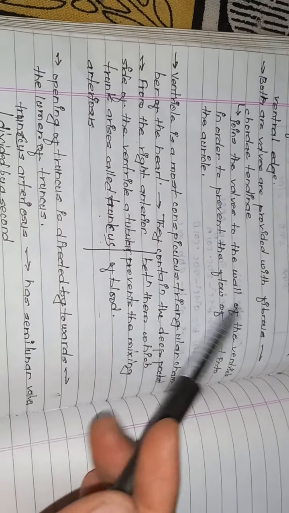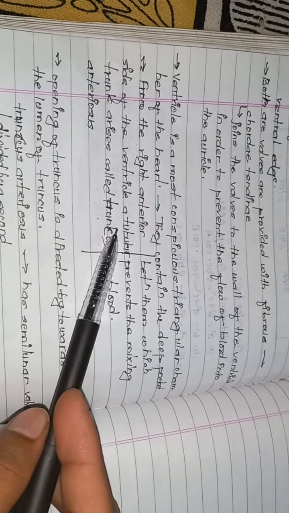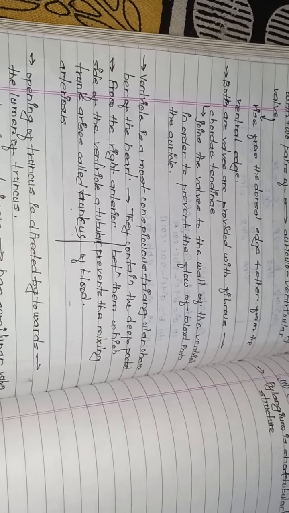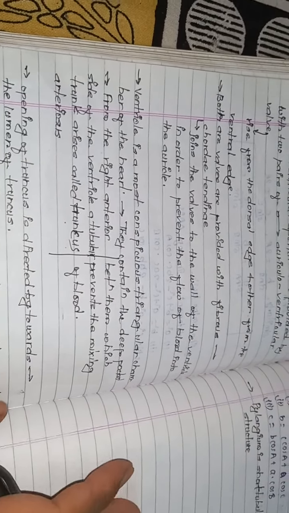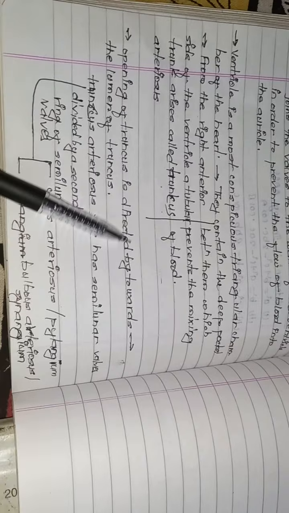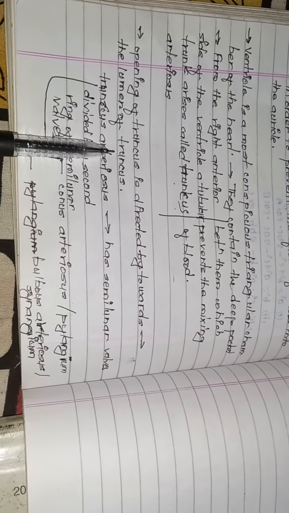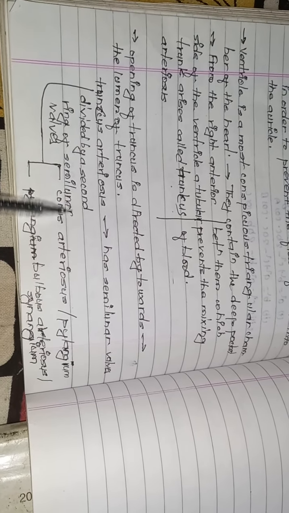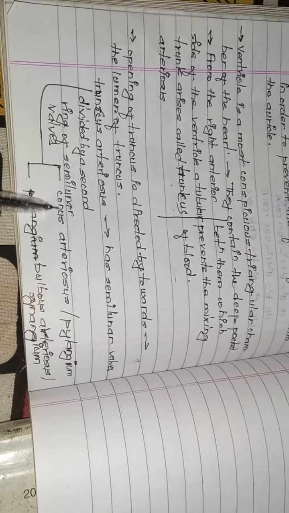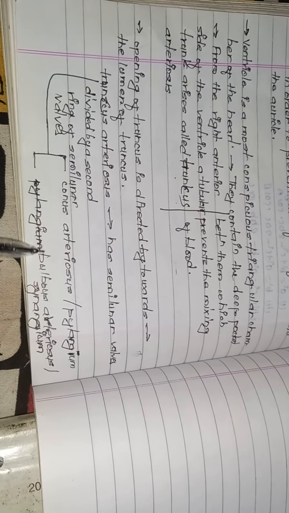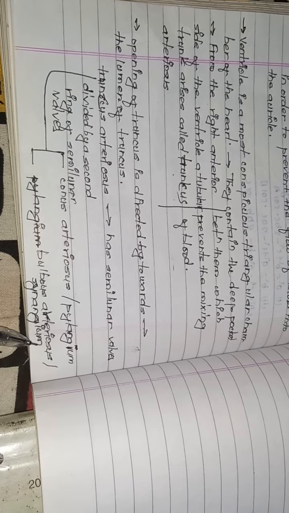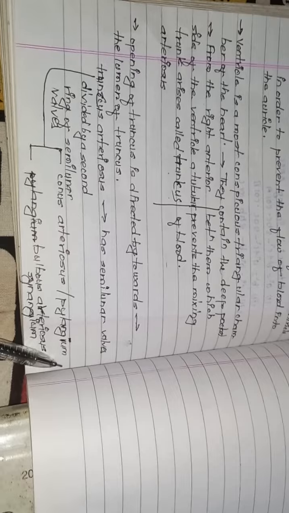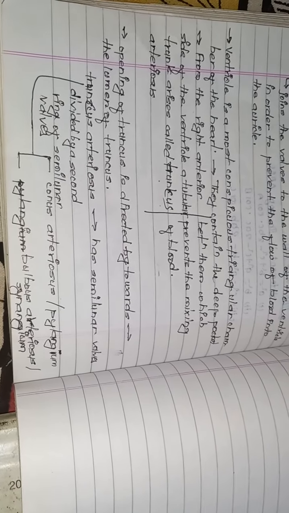From the right ventricular side of the ventricle, a tubular trunk arises, called truncus arteriosus. Now let's see. The opening of the truncus is directed towards the lumen of the truncus. Truncus arteriosus has a semilunar valve, and it is divided into conus arteriosus, pylangium, and bulbus arteriosus, synangium.